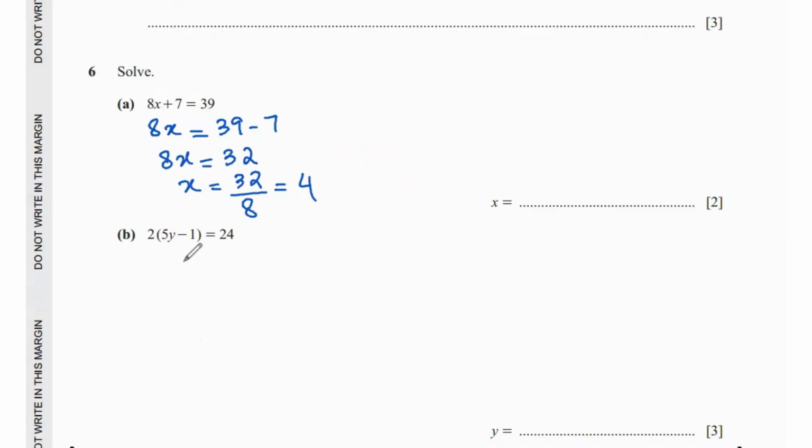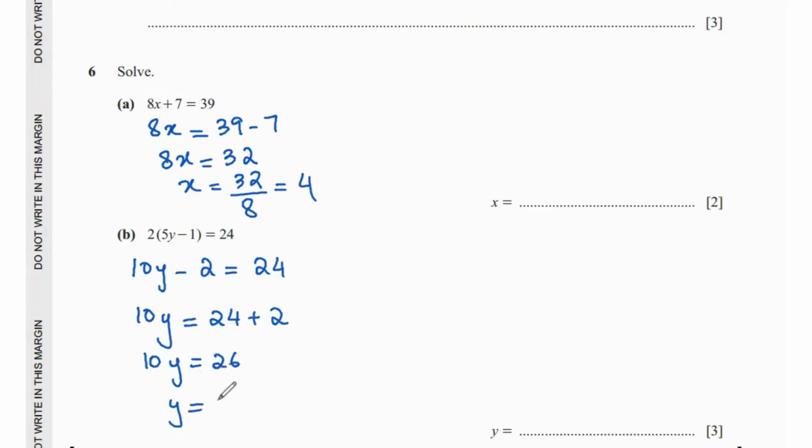Then we expand the bracket. So 10y minus 2 equals 24. When you're expanding the brackets, the term outside the bracket gets multiplied with all of the terms inside the bracket. Now we take 2 to the other side. So 24 plus 2, 10y equals 26. y equals 26 divided by 10, which is 2.6. So that's your answer.